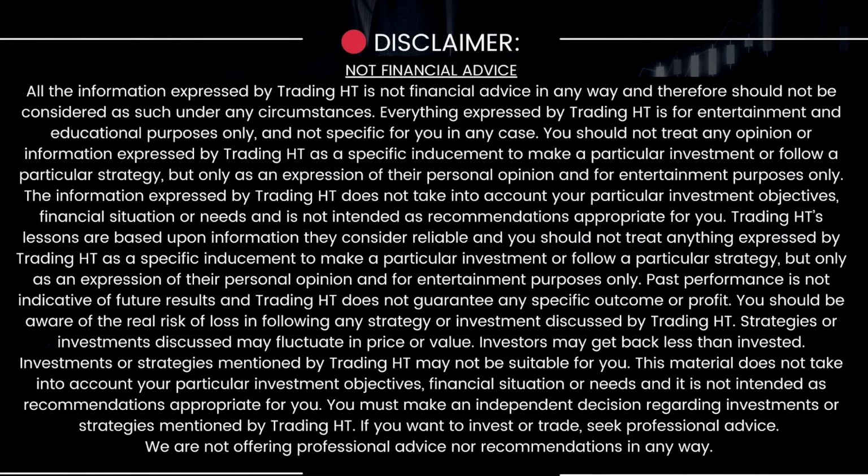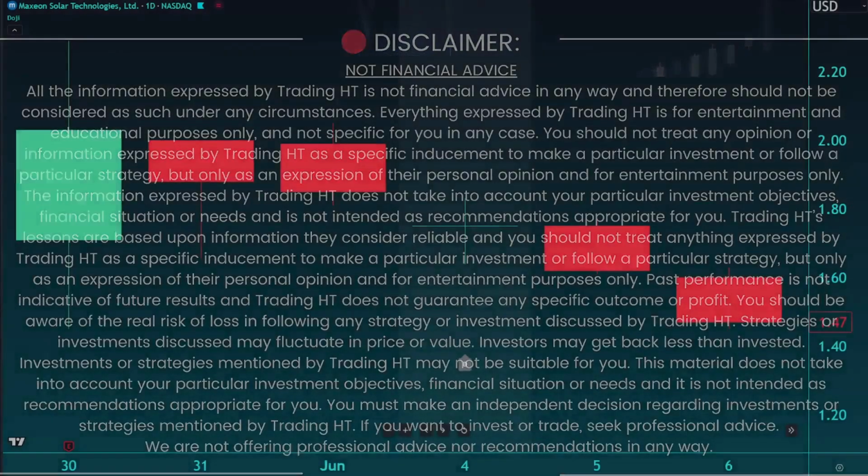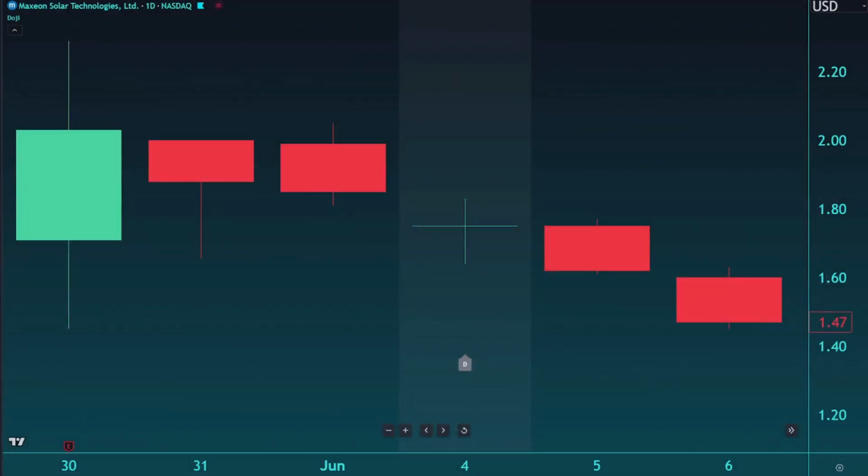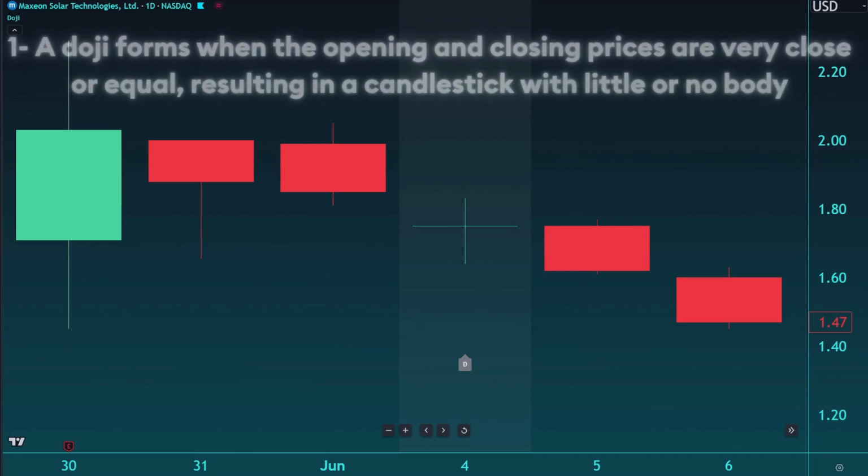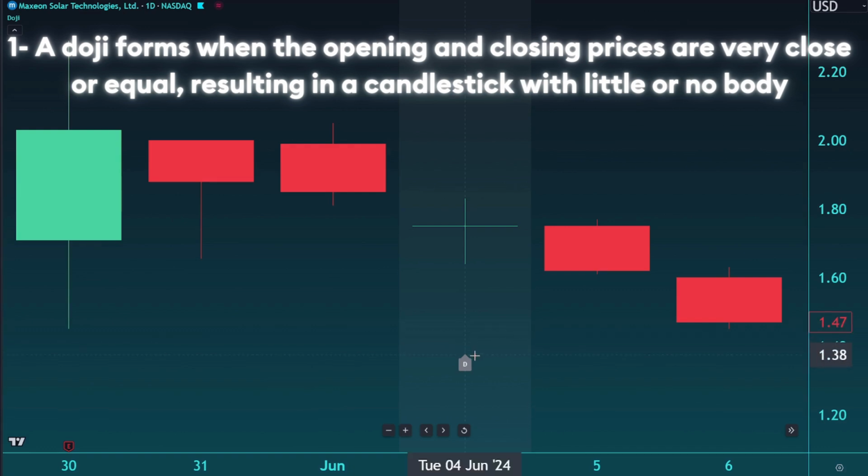So first of all, guys, I'm going to explain and you're going to see what a doji actually is. This is what we have on the screen, and we have key elements that you need to understand. First of all, a doji forms when the opening and closing prices are very close to or equal, resulting in a candlestick with little or no body, which is the thing we're watching right now in the middle.